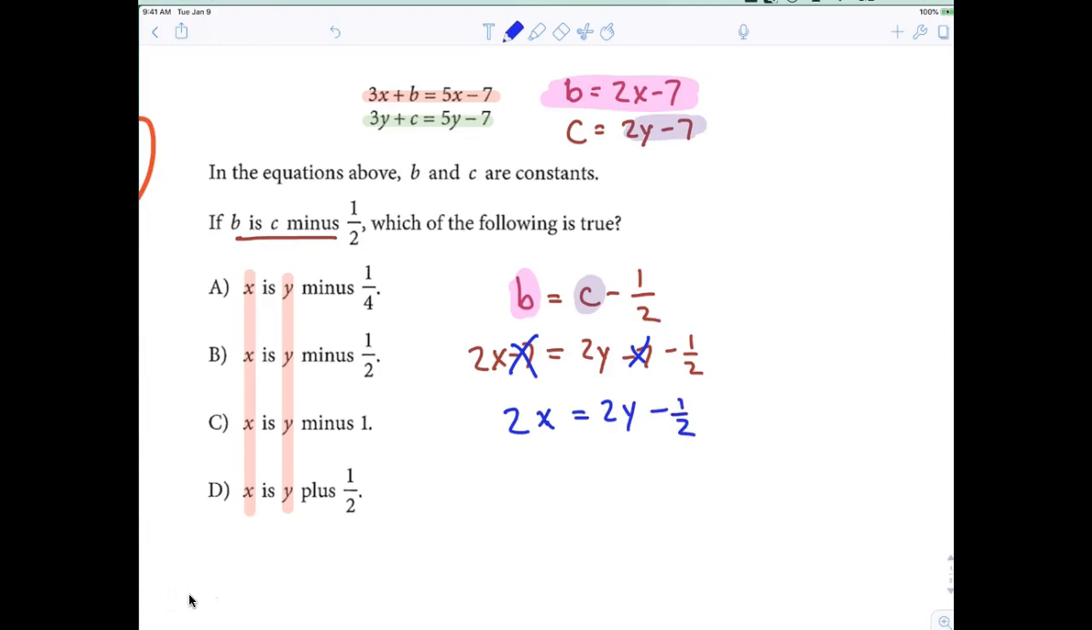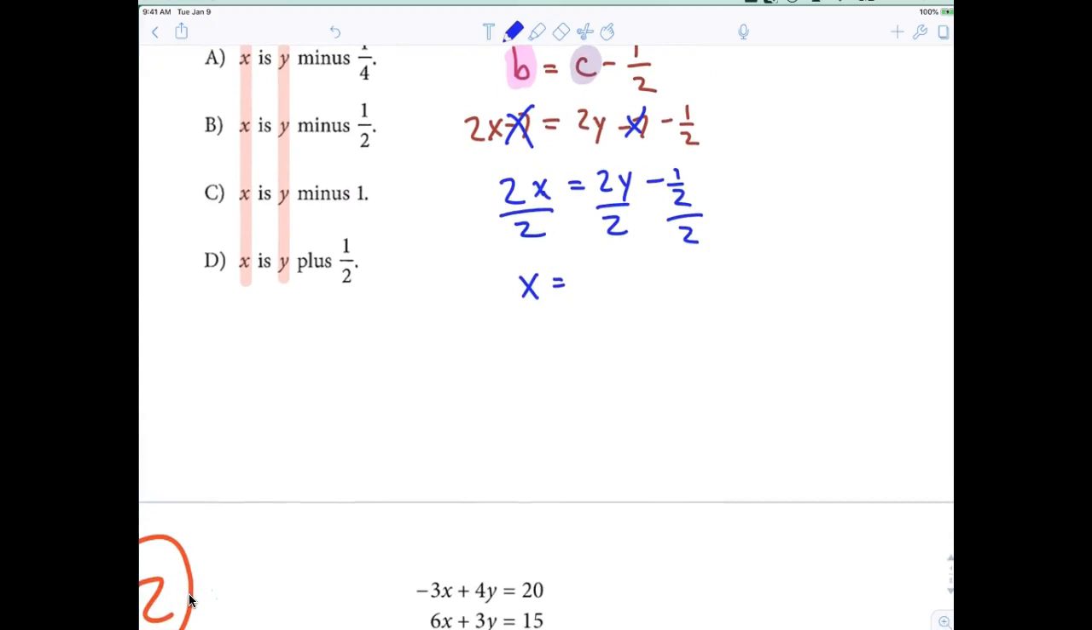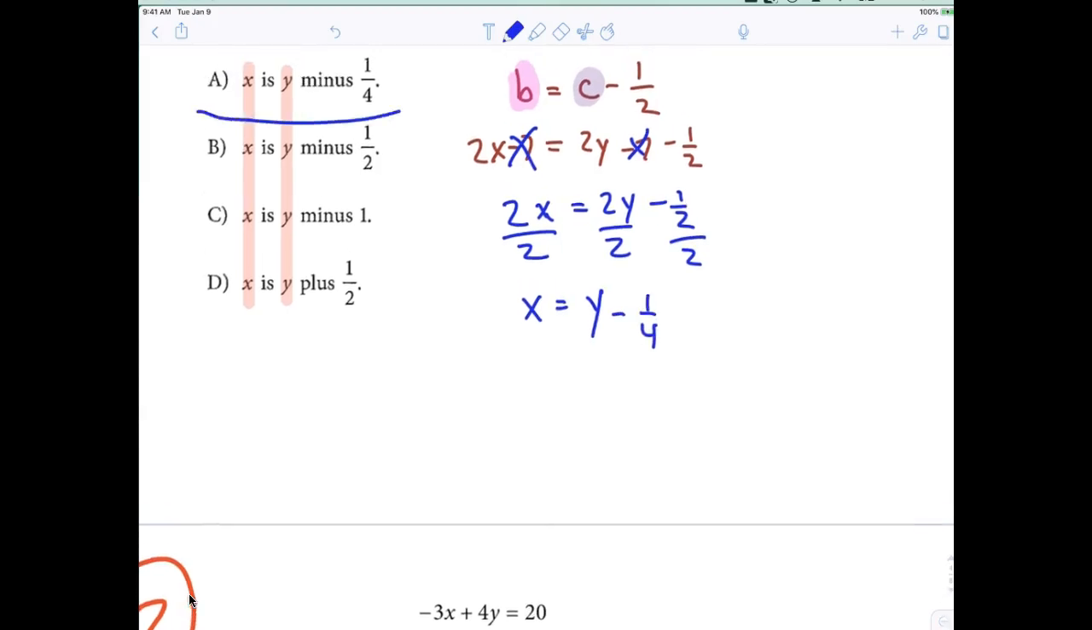Now the question is, what is x? We have 2x. So now I have to divide everything through by what? 2. So I'm going to divide this by 2, this by 2, and this by 2. And they're hoping that you make one more careless mistake if you're not careful. x equals y. Now, when you look at 1/2 divided by 2, what is 1/2 divided by 2? 1/4. You have to be careful with that because a lot of kids accidentally wrote 1 down. So y minus 1/4. So the correct answer the whole time was what?